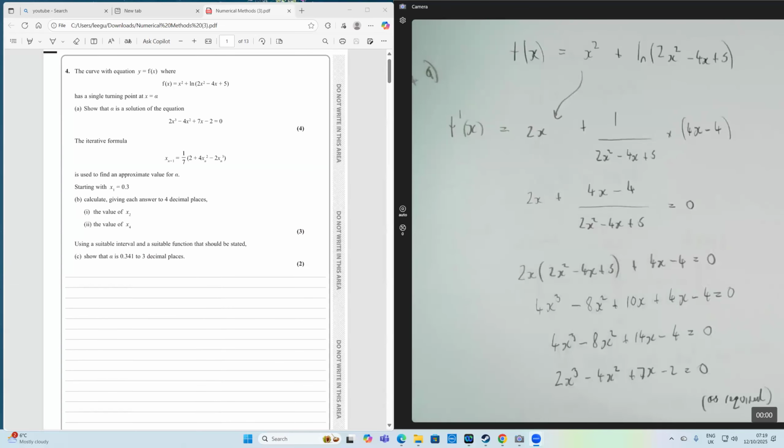Hello everyone, we've got a nice numerical methods question here from chapter 10. So let's have a look, exam question. It says the curve with the equation y equals f of x, where f of x is equal to x squared add ln of 2x squared minus 4x add 5, has a single turning point at x is equal to alpha. Show that alpha is a solution to the equation 2x cubed minus 4x squared plus 7x minus 2 equals 0.